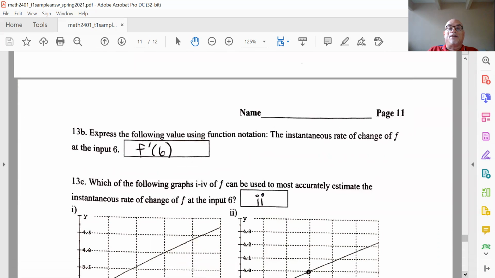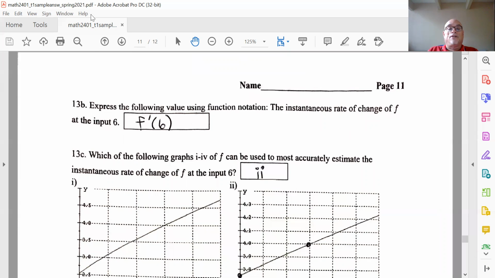Express the following value in function notation. It's the same function f, and they want us to write down the instantaneous rate of change of f at the input 6. There it is in words, how would we express that in function notation? Well, instantaneous rate of change, you use the prime notation, right? So you would write f prime of 6, not f of 6. That means the output at the input 6. But if you write f prime of 6, that means the instantaneous rate of change at the input 6.